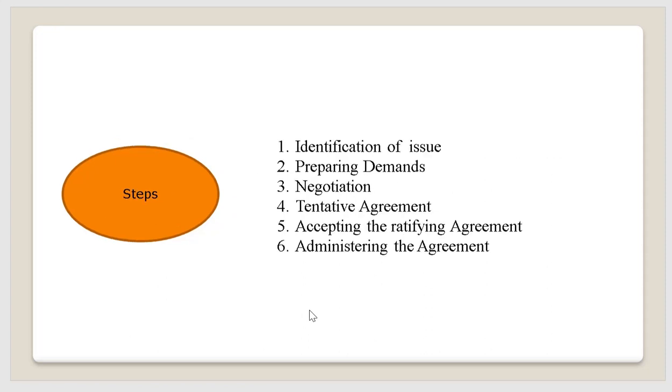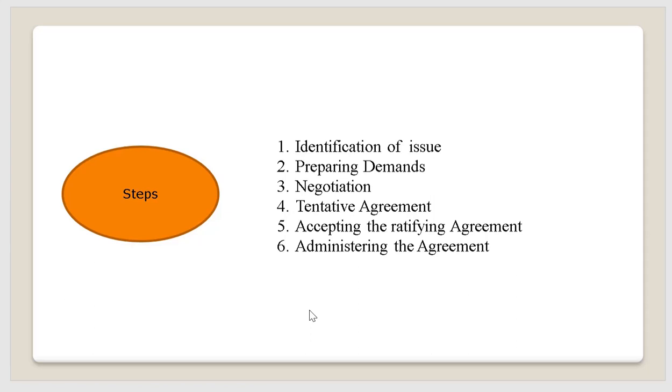Next point is the steps involved in making a collective bargaining. As this is a legal procedure for resolving issues between employees and the employers, there are 6 steps basically. Initially, finding out the issue, that's identification of the issue, in which field they are facing the issue. And next, preparing their demands. They collectively prepare demands so that everyone stands on a single statement or a single flow.